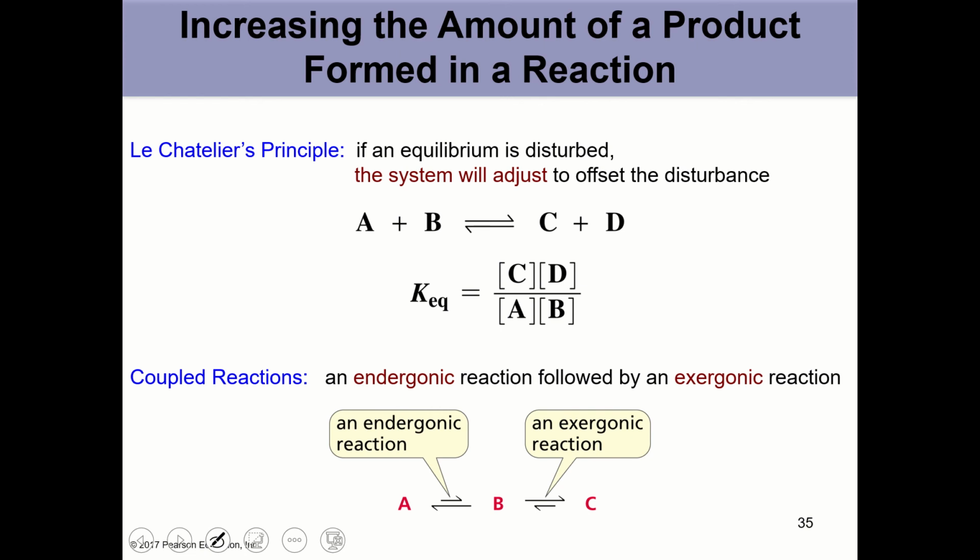If we couple an endergonic reaction to an exergonic reaction, then the overall energy of the reaction from A to C should be exergonic, so that the step from A to B may require energy, but the amount of energy achieved as you move from B to C exceeds the amount of energy needed for moving from A to B.